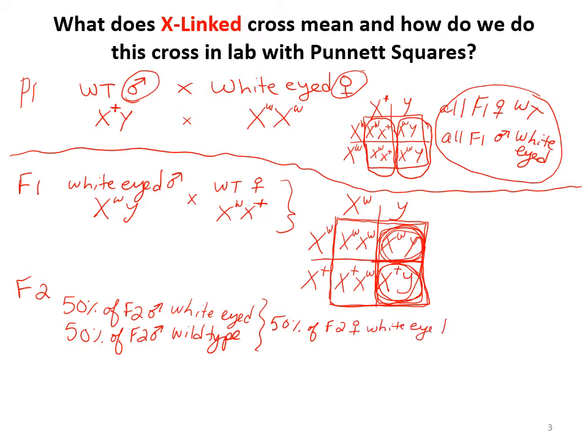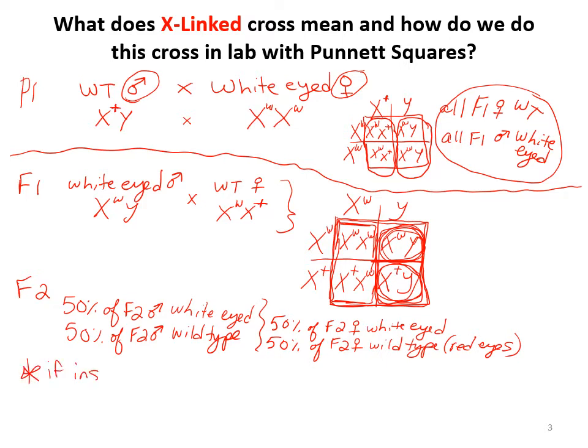White-eyed, okay, because we're only looking at the first half of the Punnett square now. So 50% of those females are white-eyed, and 50% of the F2 females are wild type, again meaning red eyes. Now, like I said, I can ask that question different ways.